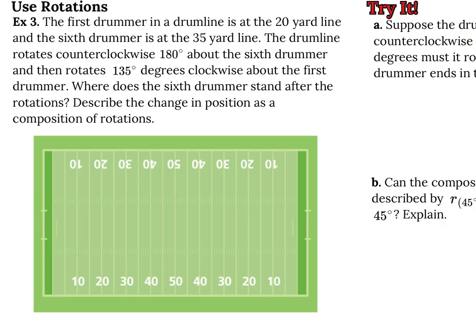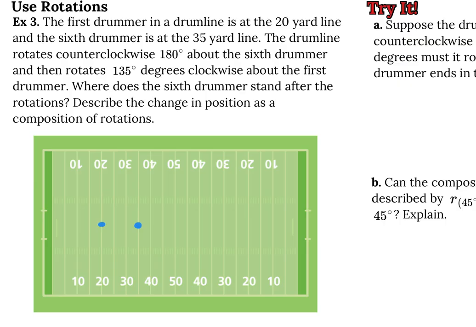So the first drummer is at the 20-yard line. So the first drummer would be right here. Okay, and the sixth drummer is at the 35-yard line. Right there. All right, the drum line rotates counterclockwise 180 degrees about the sixth drummer. Okay, so they are rotating 135 degrees about the sixth drummer.